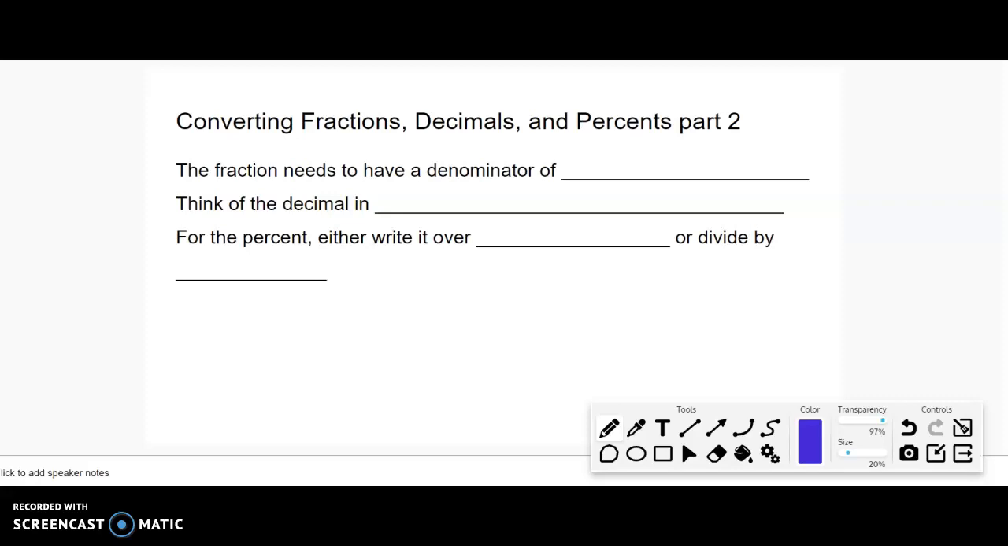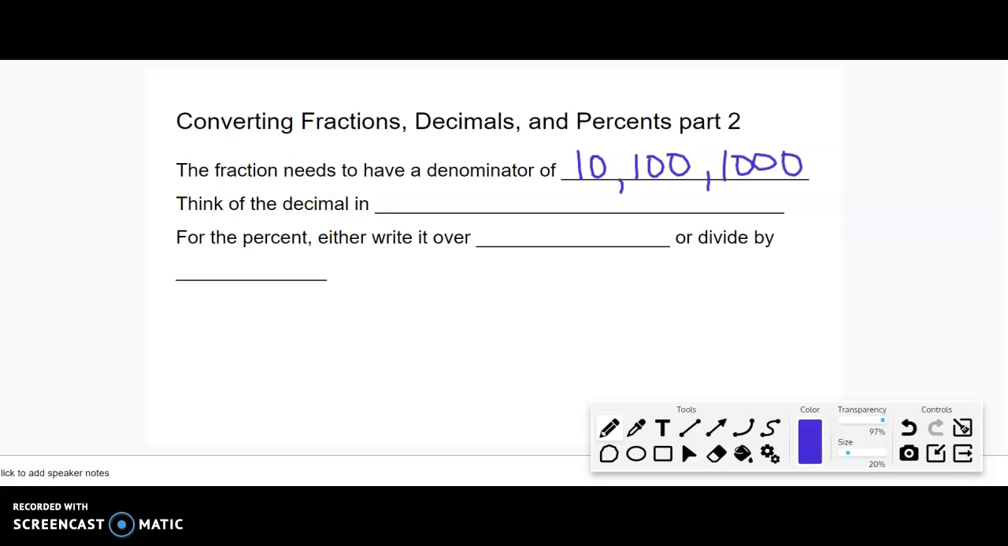All right, similar to the last lesson, just adding on a little bit, where we won't always have a fraction with a denominator of 100. But the fraction needs to have a denominator of 10, 100, or 1,000, or 10,000, 100,000, a one with some zeros, to say it simply. So we have to change the fraction to have one of those denominators in order to change it into a decimal or a percent.